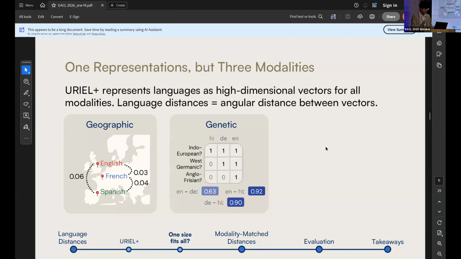And I hope this is clear that this is some sort of encoding of Western-centric bias. For the genetic modality, the URIEL Plus's vectors contain over 3,000 features, and each of those features is a binary encoding of whether a language belongs in a certain language family. Aside from the high dimensionality, the key issue with a Euclidean representation is that it assumes all language family splits have equal weight. So for example, Hindi and German split at Indo-European, German and English split at West Germanic, and in URIEL Plus, this is assumed to have equal impact on the language distance.